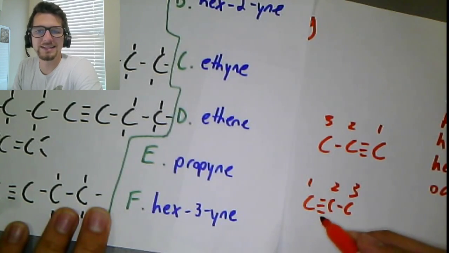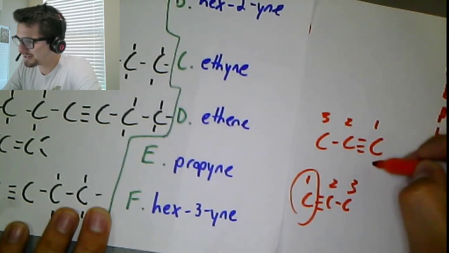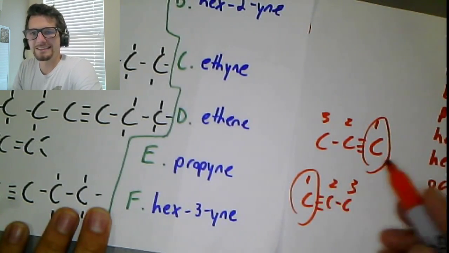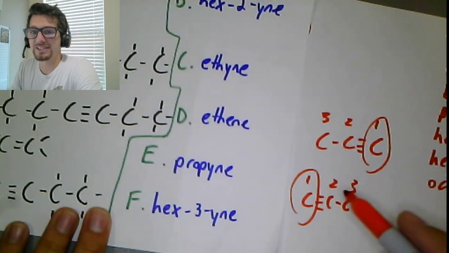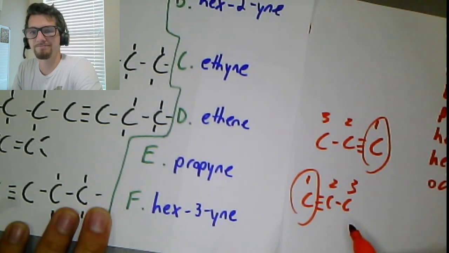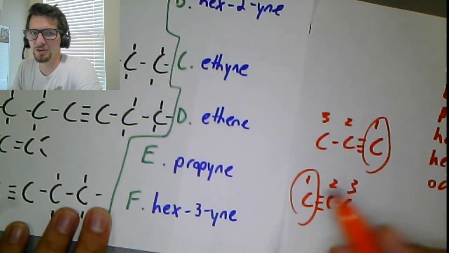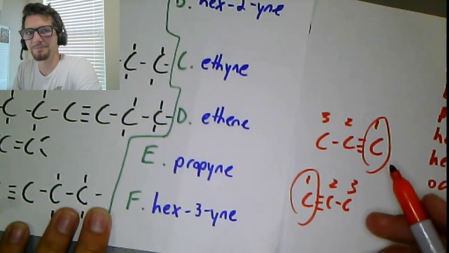What carbon is the triple bond touching here? Carbon 1. What carbon is the triple bond touching here? Carbon 1. They're going to be the exact same name every time. So no matter what I do, this is going to be propyne. So it would be prop-1-yne no matter what. So in other words, there's no point in putting the number because it's always the same.